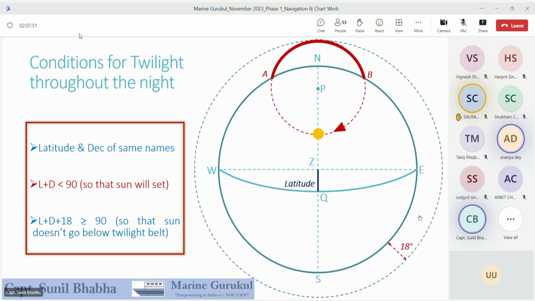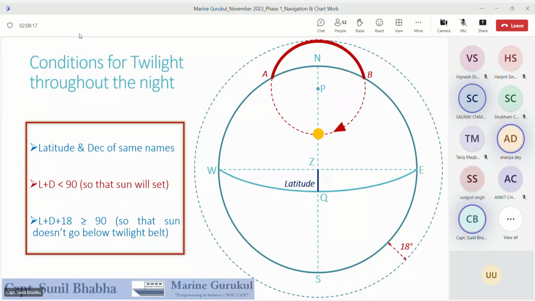Sir, A to B, what do we have to denote, sir? A to B is nothing, beta. A to B, when the sun is moving, is the twilight zone. It is the twilight period. At A there will be a sunset and the twilight will start. And when it reaches B, there will be a sunrise and the twilight is going to end.